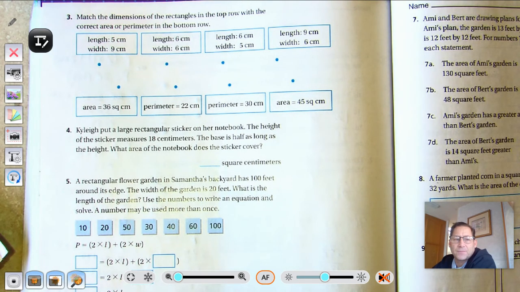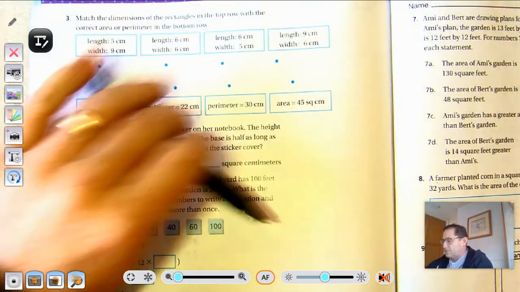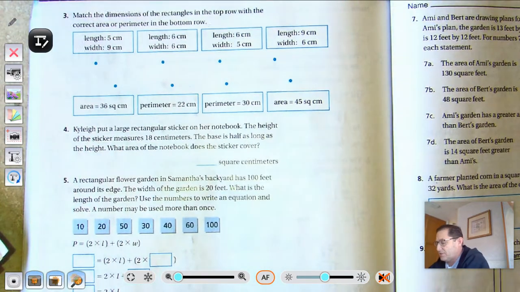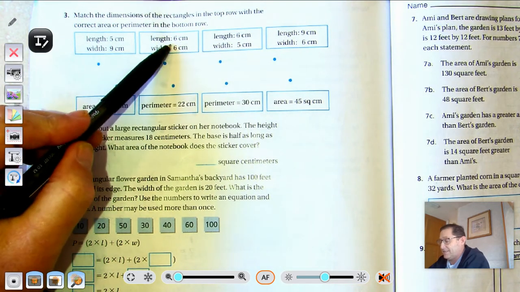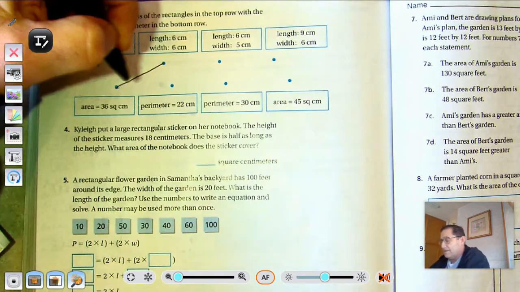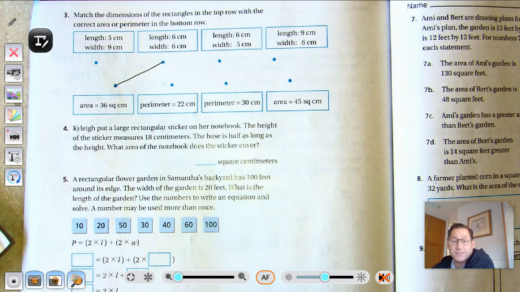All right, so we know that area means that we can multiply them together, right? So what two numbers up here, when I multiply, would give me 36? So let's try there. That's 45. That's 36. So that'll work. So that's a length of 6 and a width of 6, which would be 6 times 6, which is 36.